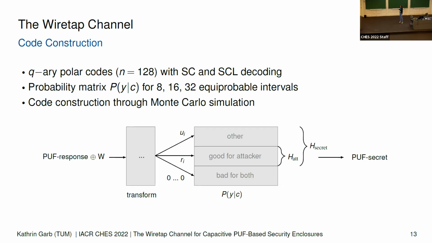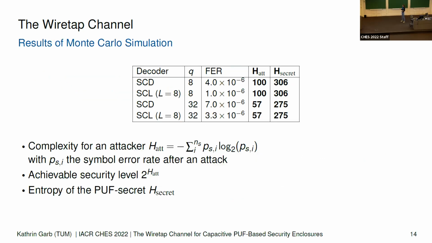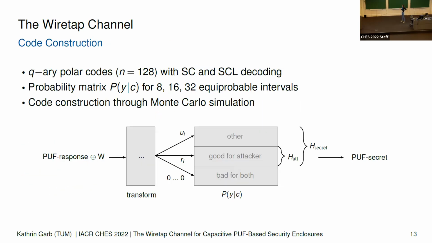And these channels here are bad for the attacker and rather good for the legitimate channel. So what the attacker is left with is either noisy data or random data, since the known values we don't consider anyway. And for this code construction, we calculated two entropies, the attacker entropy and the secret entropy.